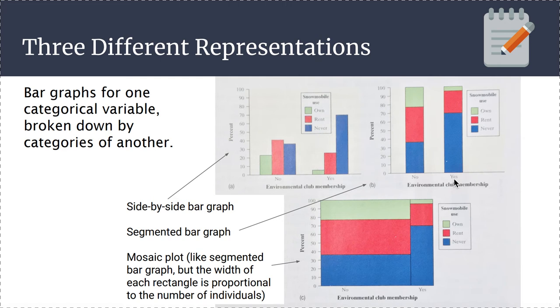We might even go so far as to say there is a relationship or an association between environmental club membership and renting a snowmobile, since there is a considerably larger proportion of non-club members who do rent snowmobiles.